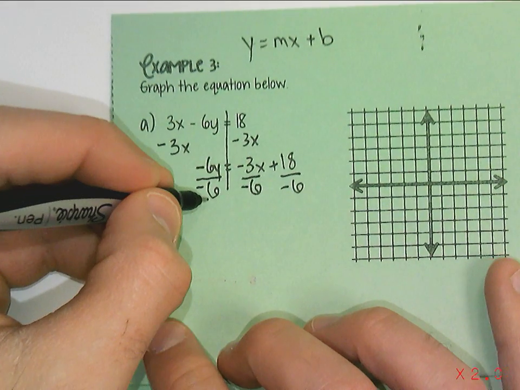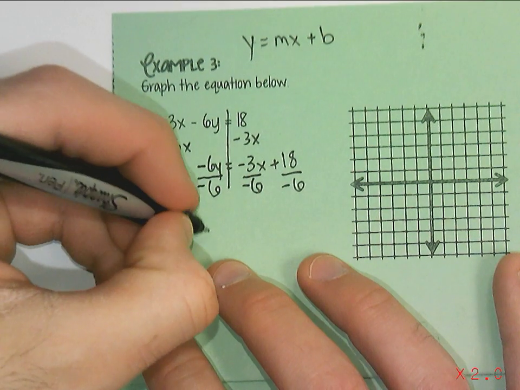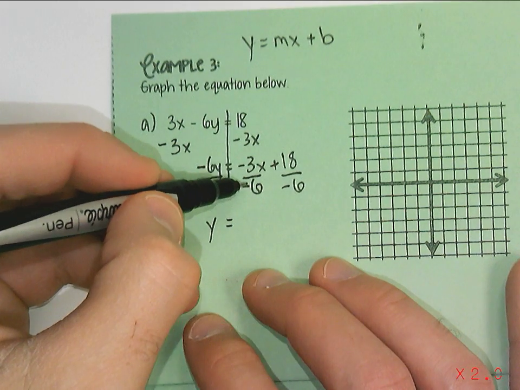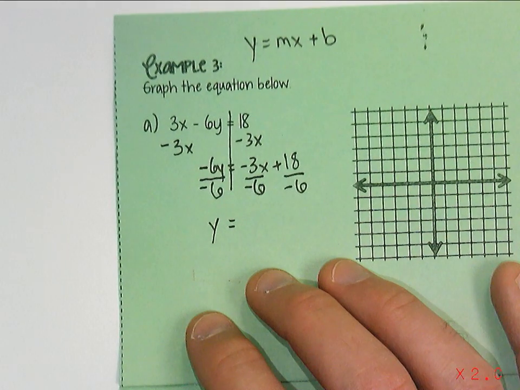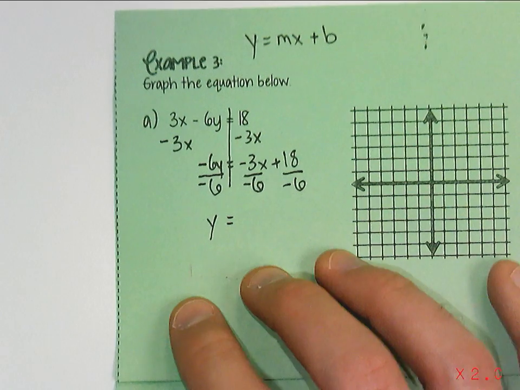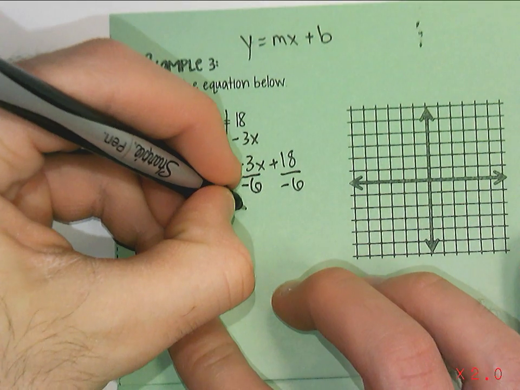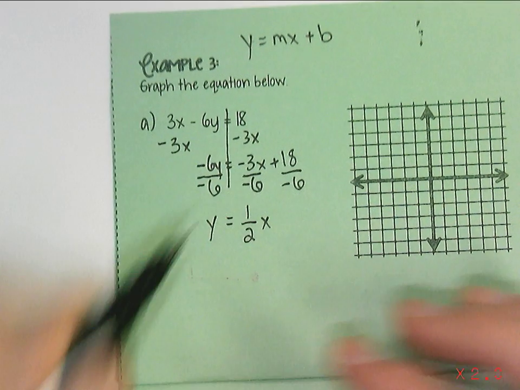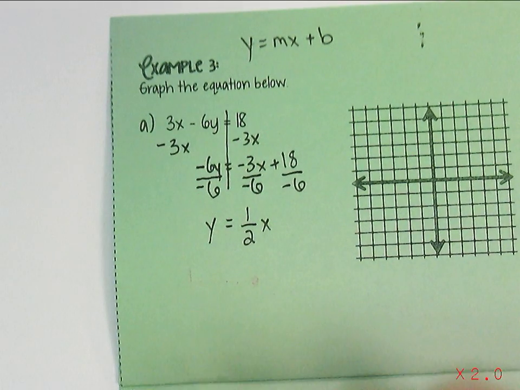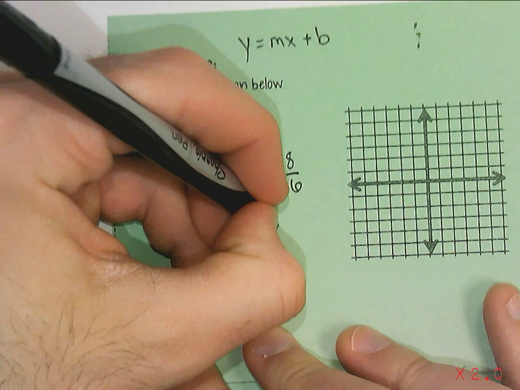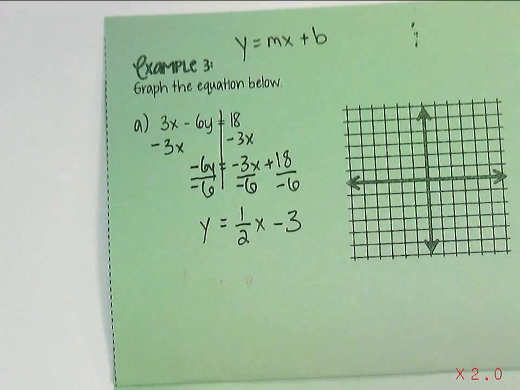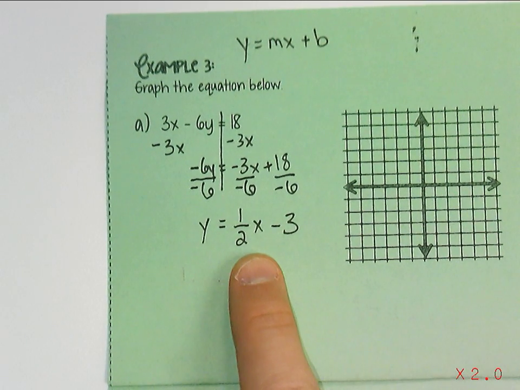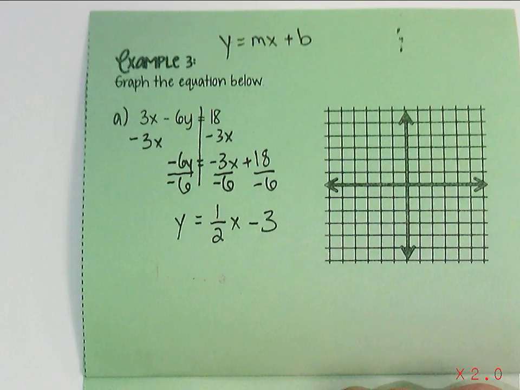So negative 6 divided by negative 6 is just going to be 1, so I just have y here. Y equals negative 3 divided by negative 6. I know it's a negative divided by a negative, so it has to be positive. This is going to be 1 over 2x. 18 divided by negative 6 is going to be negative 3, so just minus 3 here. And now we have something that we know how to graph in slope-intercept form. So let's go ahead and graph this real quick.